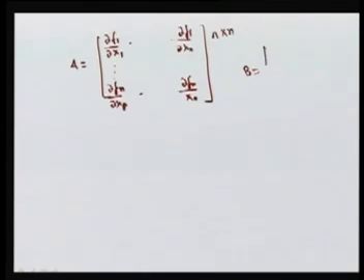Similarly, this B matrix will be del f1 over del u1 to del f1 over del ur, and so on.